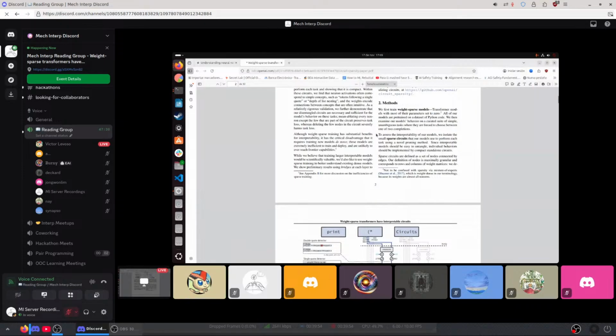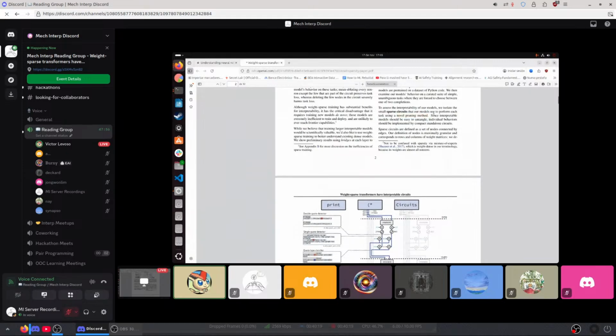To assess the interpretability of models, we isolate small sparse circuits the model uses to perform tasks, using a novel pruning method. So they have some novel, very automated pruning method to figure it out. They didn't just manually look at them. Maybe they did have to manually figure out what the parts mean, but they have some way of finding circuits. Interpretable models should be easy to untangle. Individual behavior should be implemented by compact standalone circuits. This is not obvious to me, but okay.